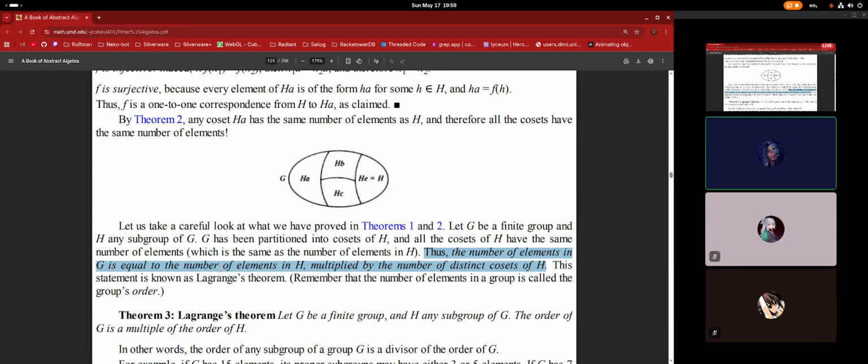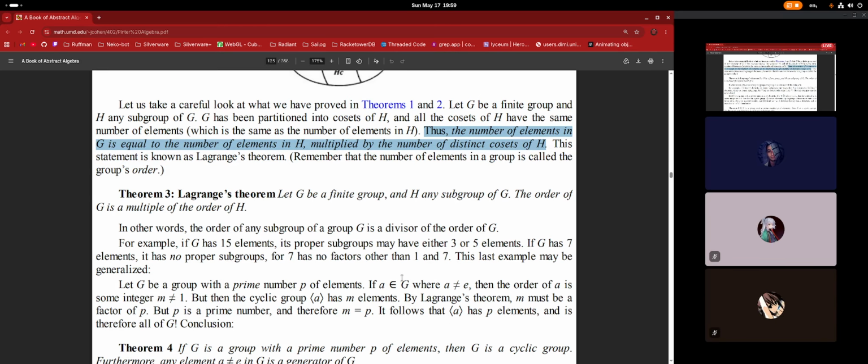And this statement here is just a way of stating Lagrange's theorem, apparently. Let G be a finite group and H any subgroup of G. The order of G is a multiple of the order of H. Okay, in other words, the order of any subgroup of a group G is a divisor of the order of G. And again, order is the number of elements, okay? I forgot to put this to say that, but we know that, right?